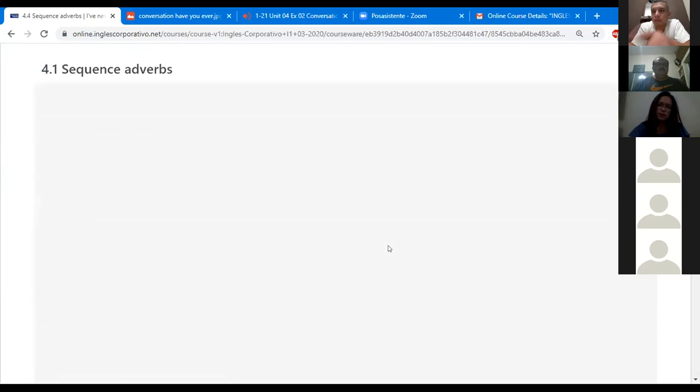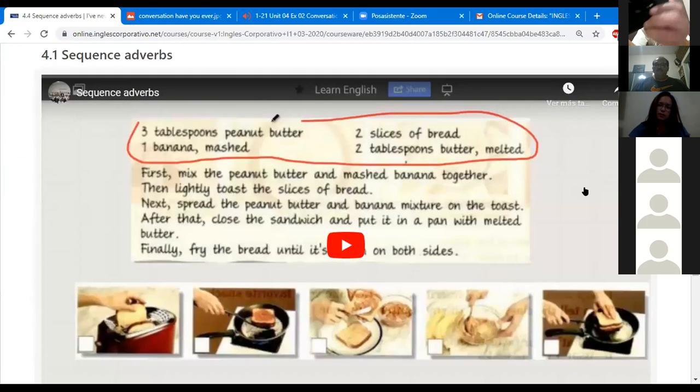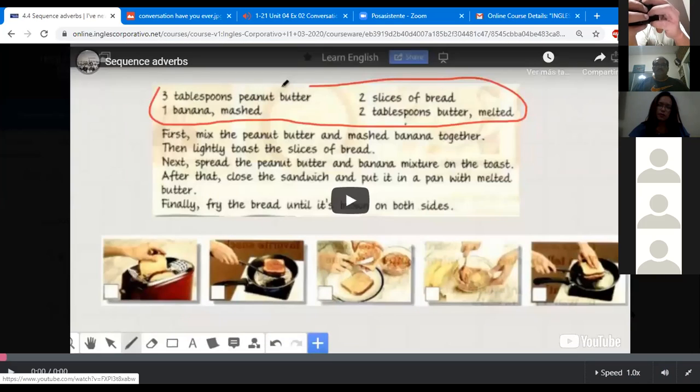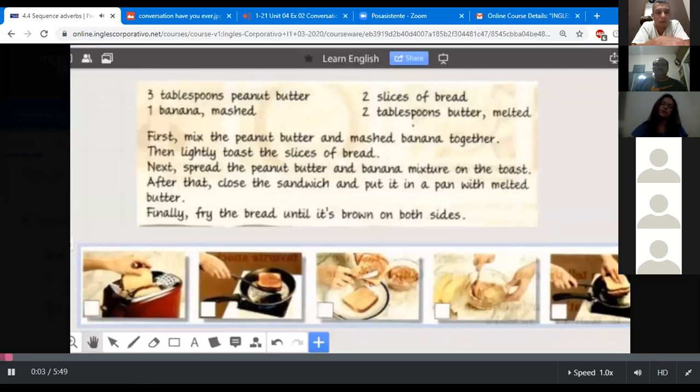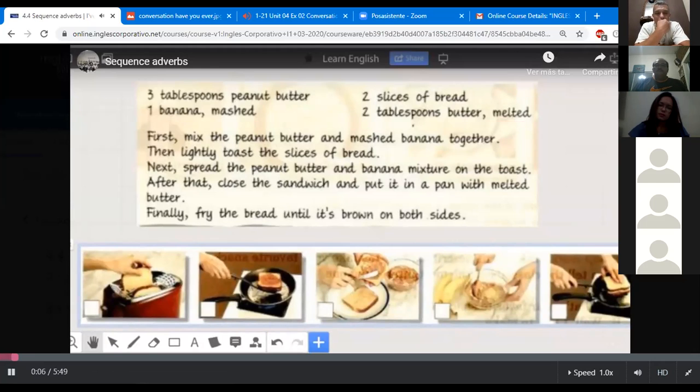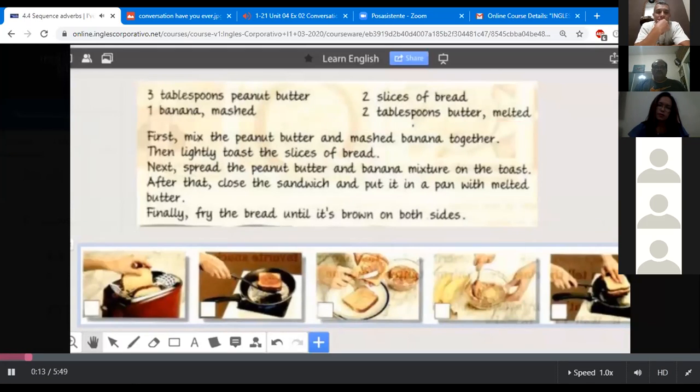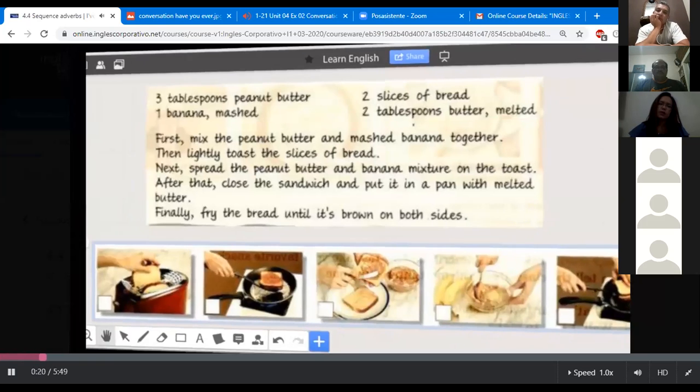Hello, everyone. By the end of this class, you'll be able to describe how to prepare food using sequence adverbs. For example, you'll be able to take a recipe written on a piece of paper and be able to explain it. In order to illustrate this idea, let me play an audio program so that you can see how this topic is used.